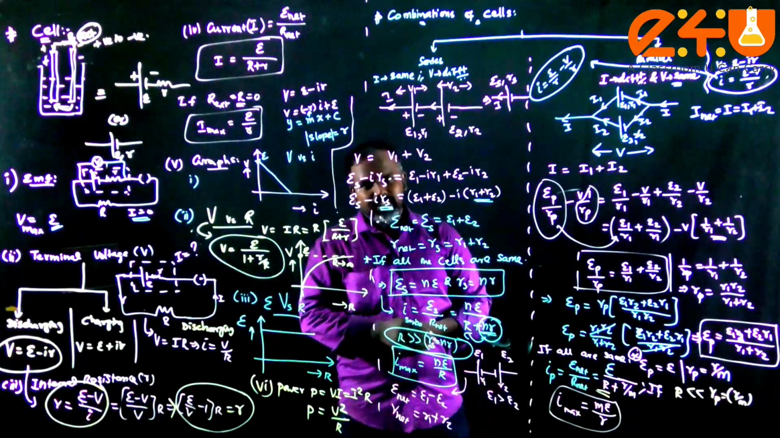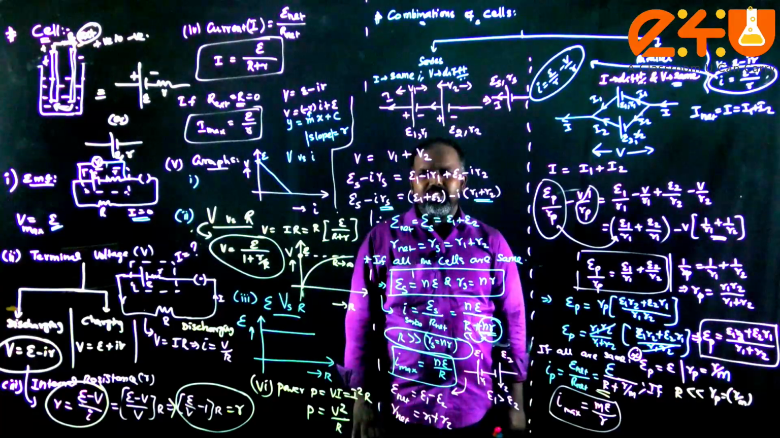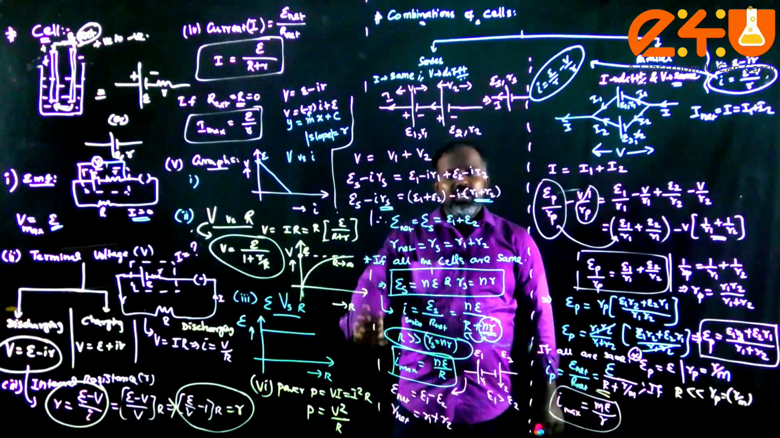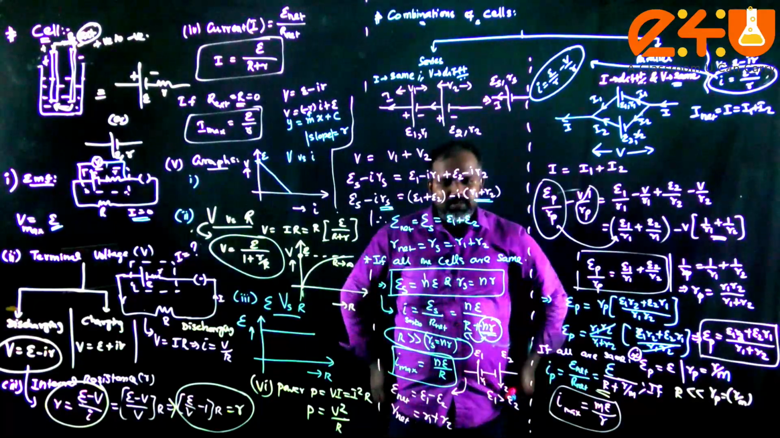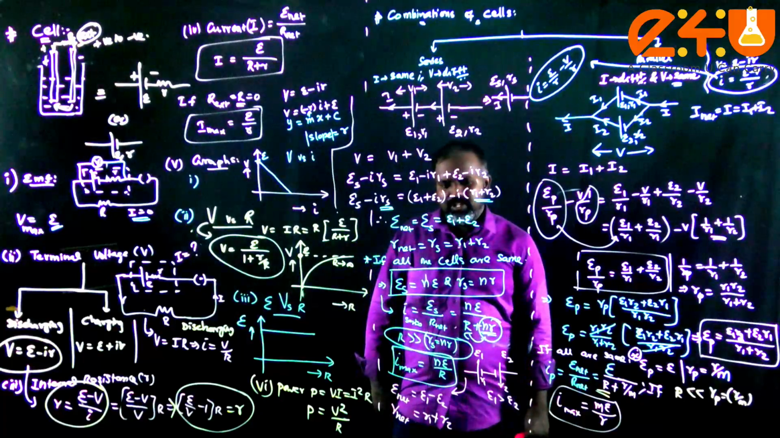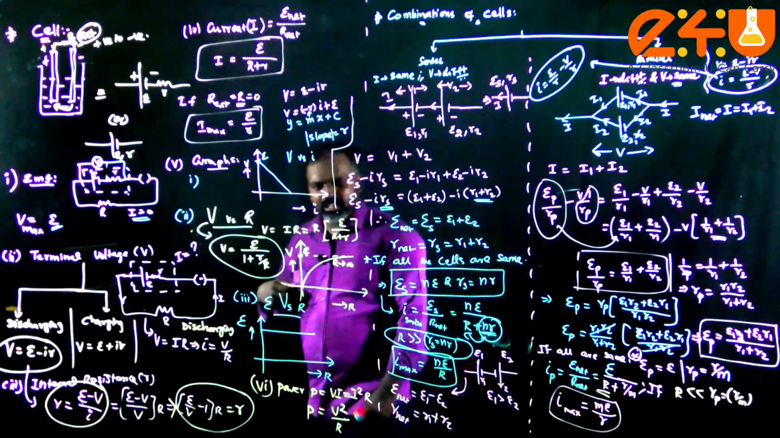So this is the complete theory about the series combination of the cells. This is a very important thing, because there are many MCQ as well as CBSE questions on it. Please kindly note down the theory, students.